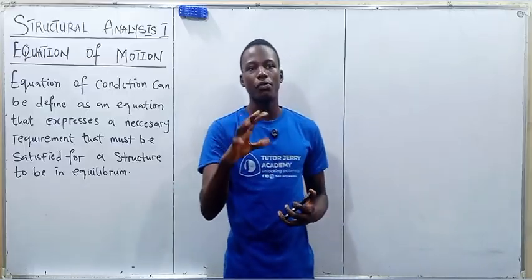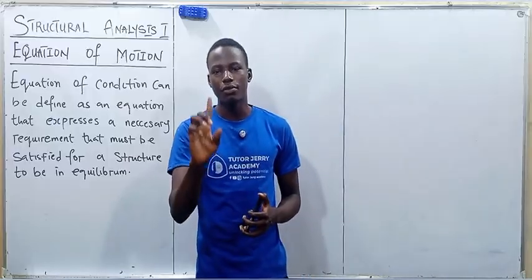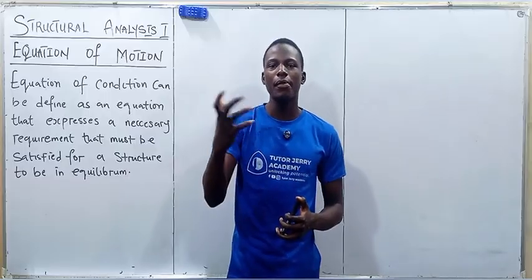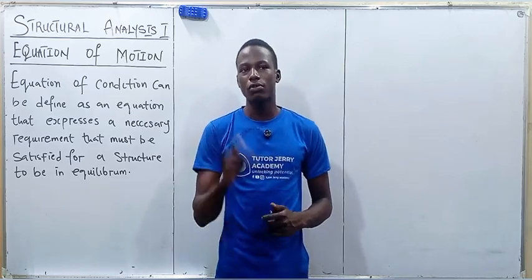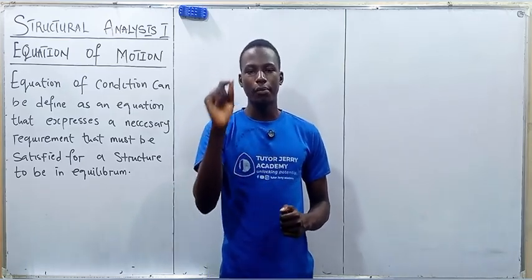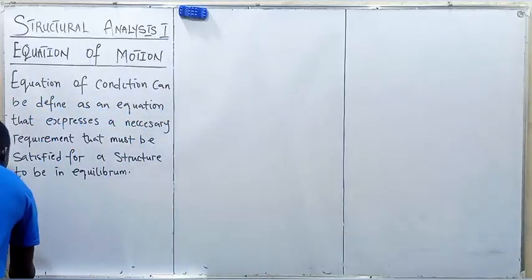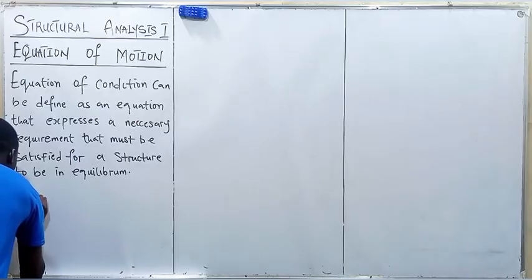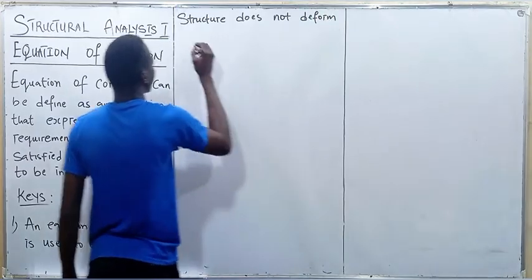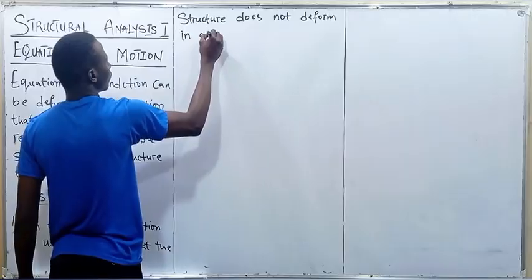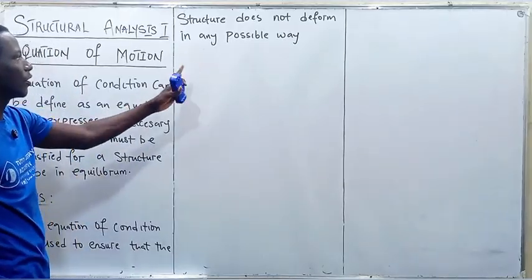Well, now I'm going to give you some key points regarding equation of condition. An equation of condition is used to ensure three things. All right, there are three major reasons why we use an equation of condition. One of them is so that the structure does not deform in any possible way. All right, so key things to note.